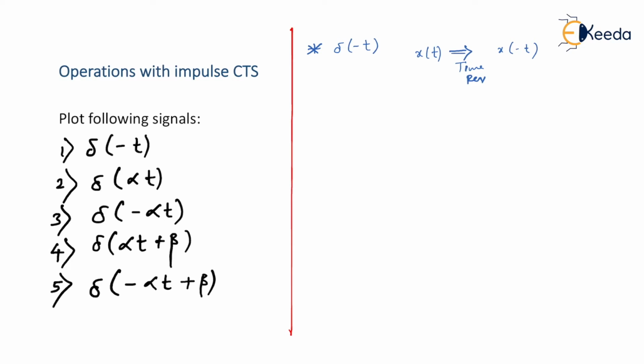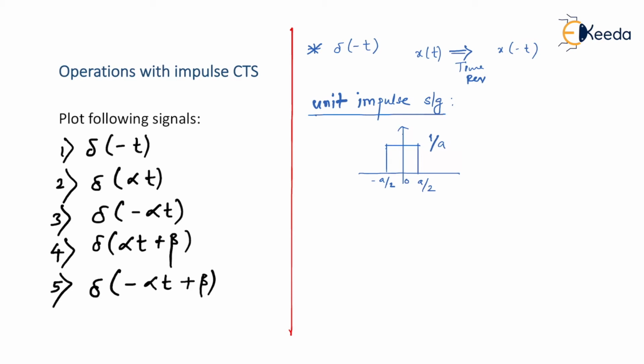So if you remember how unit impulse signal looks like, this is how a practical unit impulse signal looks like. This is t equal to 0. Let us assume this is minus a by 2. Let us assume this is a by 2. And let us assume the height is 1 by a. This is the practical unit impulse signal.